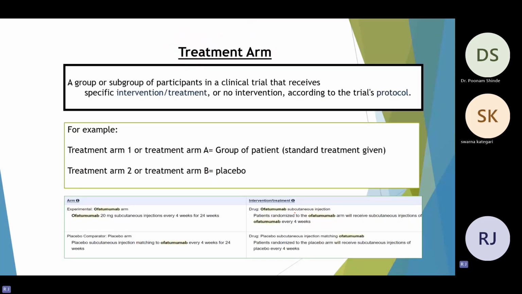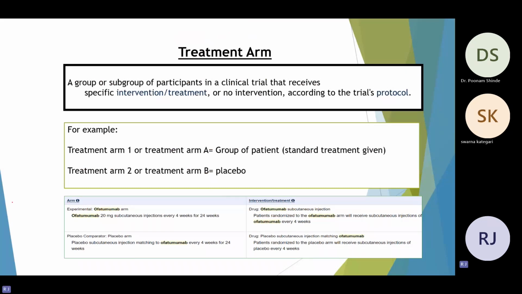Okay, then we move to the next term, that is treatment arm. What is treatment arm? This is the third term, and it's very important to know. The group or subgroup of participants in a clinical trial that receive a specific intervention or treatment, or no intervention, according to the trial's protocol. The definition may have some jargon, so it's always better to understand with the help of one example.